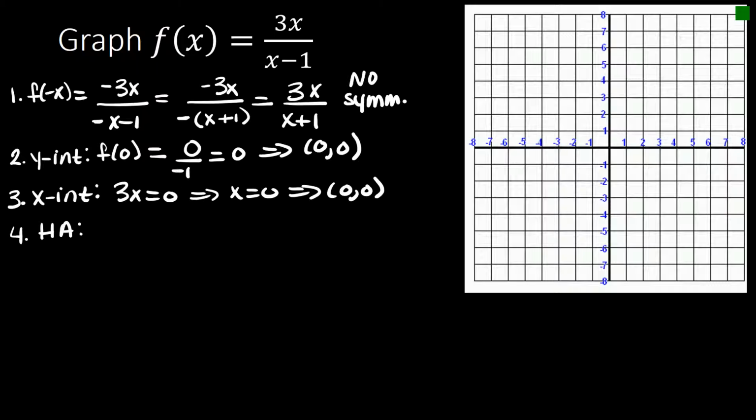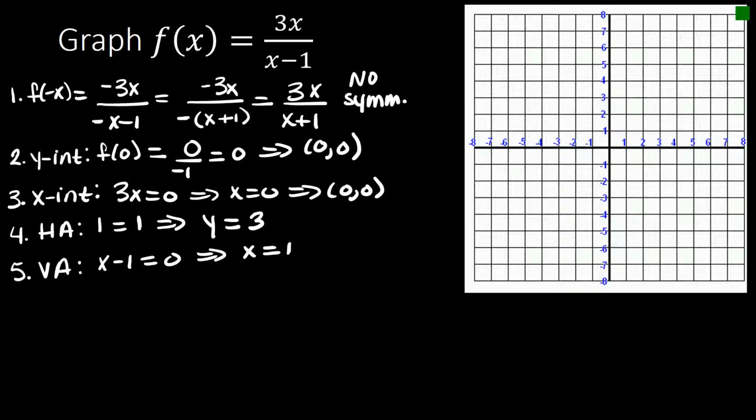Next, let's look at horizontal asymptotes. The degree of the numerator is 1 and the denominator is 1. So when the degree of the numerator equals the degree of the denominator, then you look at y equals the ratio of leading coefficients. Here it would be 3 over 1. So y equals 3 is our horizontal asymptote. To find the vertical asymptote, you set the denominator equal to 0. So x equals 1 is our vertical asymptote.